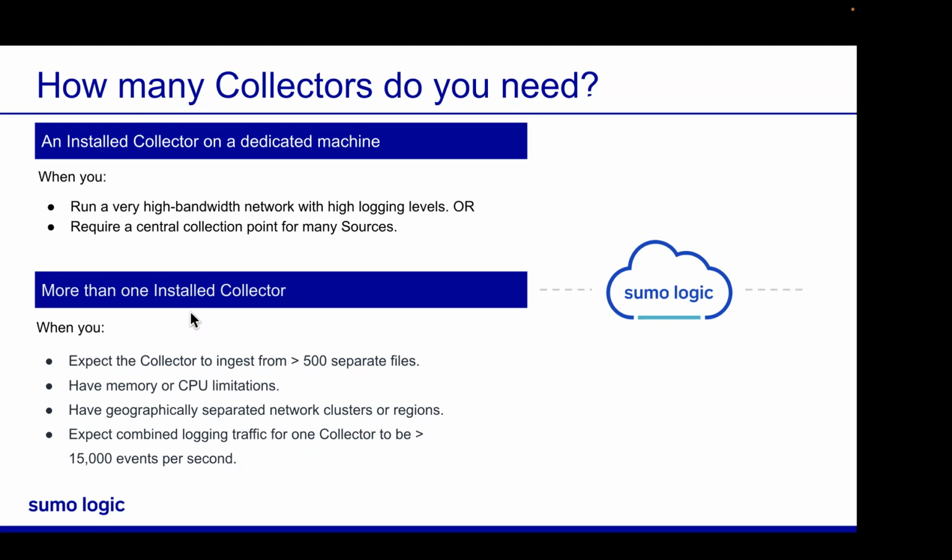When would I want to install more than one? And the key takeaway here is these 2 bullet points. You want to ensure that you install more than one collector if you expect your combined logging traffic for one collector to be greater than 15,000 events, okay? Or if you have some memory or CPU limitations. Other points here are if you expect your collector to ingest from greater than 500 separate files, those are instances where you would want to add multiple collectors. Another one is if you have geographically separated network clusters or regions. So those are other instances where you could add multiple install collectors.